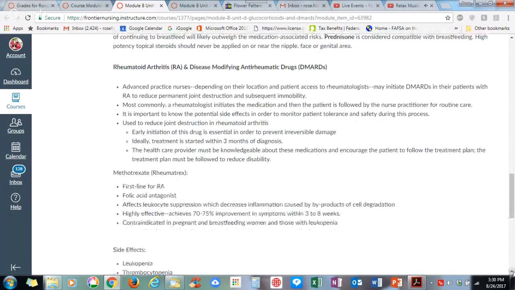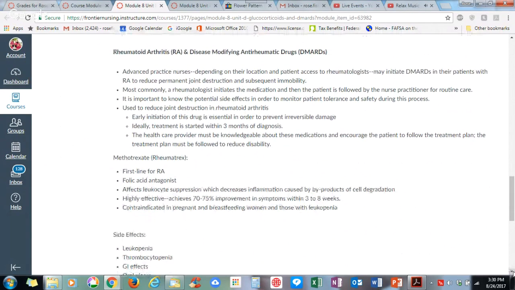Rheumatoid arthritis and disease-modifying anti-rheumatic drugs, DMARDs. Advanced practice nurses, depending on their location and patient access to rheumatologists, may initiate disease-modifying anti-rheumatic drugs in their patients with RA to reduce permanent joint destruction and subsequent immobility. Most commonly, a rheumatologist initiates the medication, and then the patient is followed by the nurse practitioner for routine care. It is important to know the potential side effects in order to monitor patient tolerance and safety during this process.